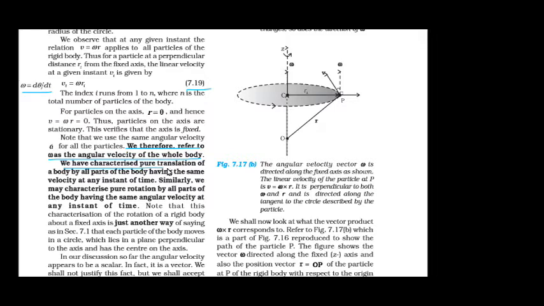We have characterized pure translation of a body by all parts of the body having the same velocity at any instant of time. Similarly, we may characterize pure rotation by all parts of the body having the same angular velocity at any instant of time. Note that this characterization of rotation of a rigid body about a fixed axis is just another way of studying section 7.1.